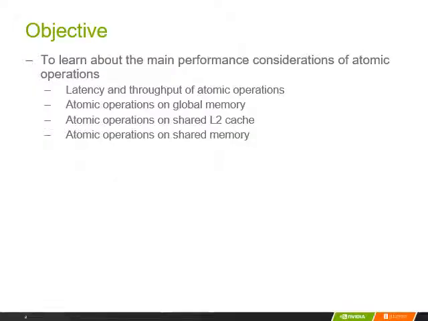The objective of this lecture is to learn about the main performance considerations of atomic operations. We'll learn about the latency and throughput of atomic operations. We will then study the performance of atomic operations in three scenarios: atomic operations on global memory, atomic operations on shared L2 cache, and atomic operations on shared memory.